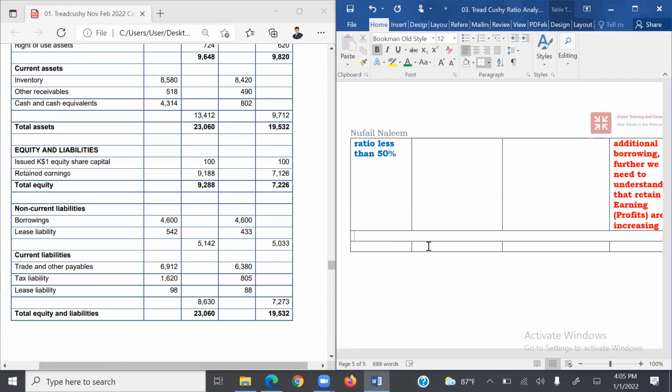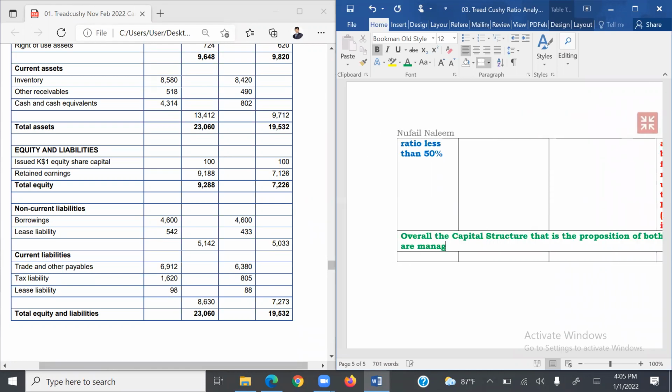So let's write down here, students. Overall, the capital structure, that is the proportion of both debt and equity, both debt and equity are managed efficiently. What, students? Are managed efficiently.